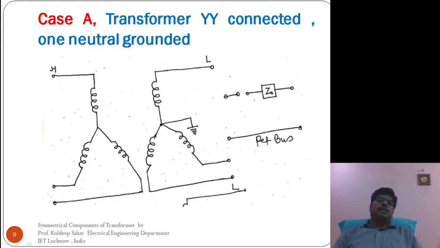Now we are taking different cases to draw the zero sequence network of a transformer. The first case is star-star connected, where one neutral is grounded. So here in this case, on the LT side the neutral or star point is grounded, while on the HT side the neutral is ungrounded. So here, as per convention, if the star is not grounded, then the series switch will be left open.